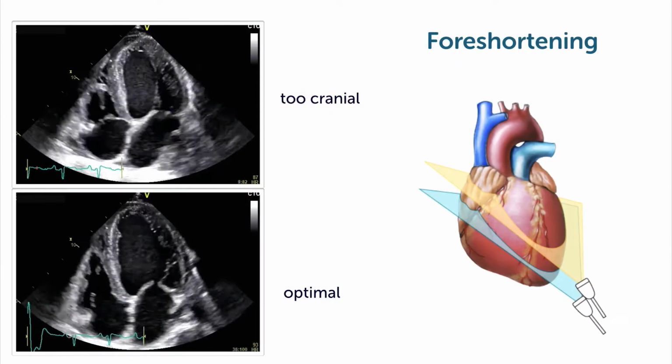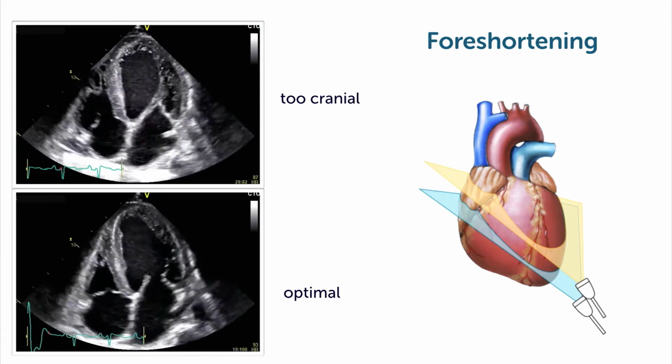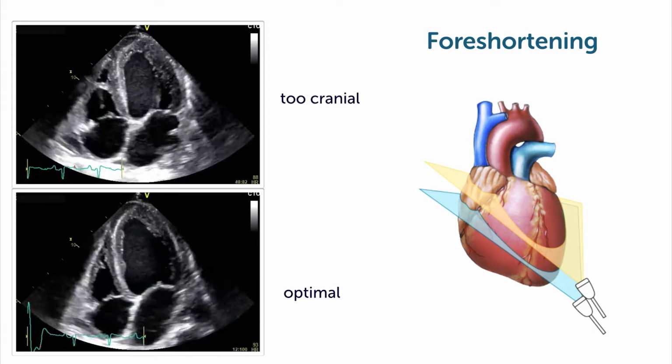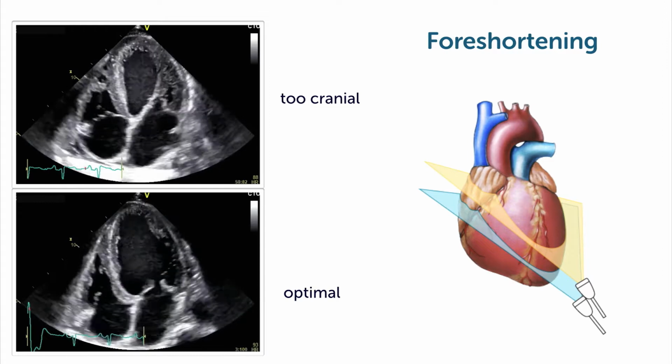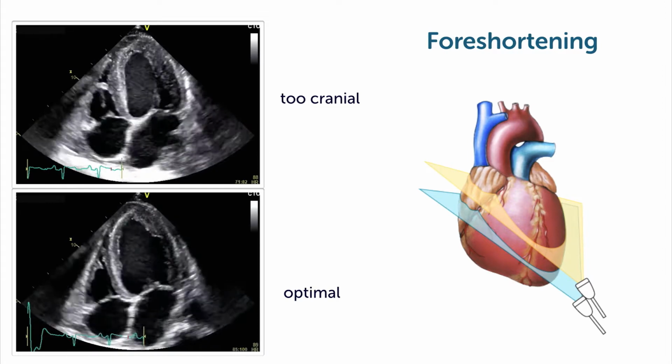But important to understand, the rotation makes a difference if you want to quantify the size and also in which structures you see. And the last important thing just to remember is foreshortening. So here, for instance, we are too cranial with a probe, and the ventricle is more rounded and shortened. The optimal view is the one below. Again, but only for the ventricle, not for the valves.